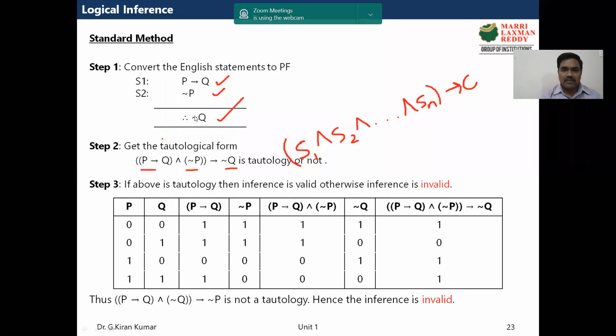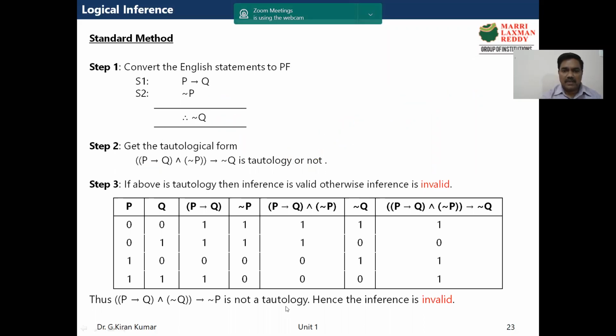So if you see here, the tautological form in this case, observe carefully: the first statement is P implies Q and the second statement is negation of P, whole implies the conclusion, which is negation of Q. Once you get the tautological form, step 3 is very simple. You construct the truth table for this tautological form, because it's basically a propositional function. Construct the truth table and see whether it is a tautology or not. If it is a tautology, the given inference is valid. If it is not a tautology, the given inference is invalid.